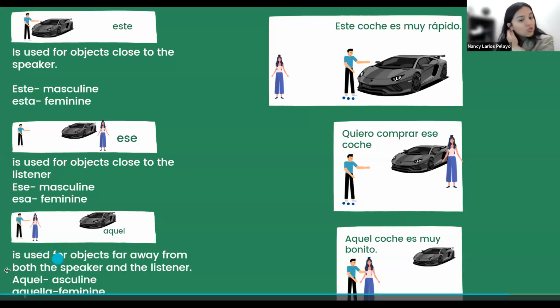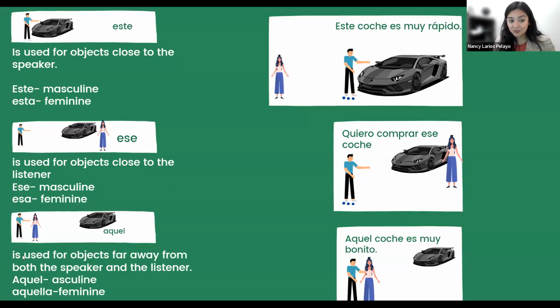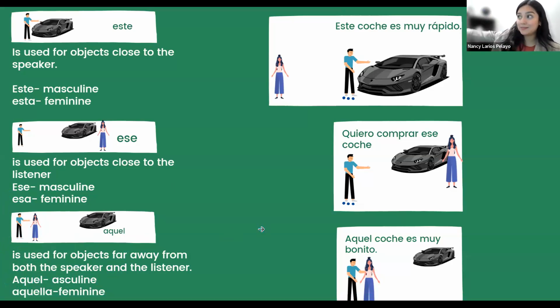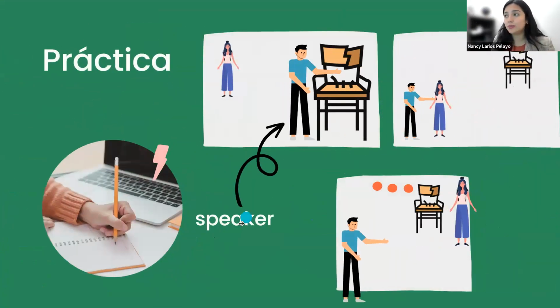And aquel is used for objects far away from both the speaker and the listener. Aquel, masculine. See? I always eat a letter. Aquel masculine y aquella feminine. Aquella mesa. See? That table over there, way over there, like way over there. It's far away from you and your listener. And so we know we have the singular and the plural, right?